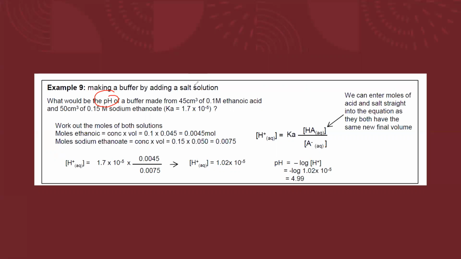So there are different ways to prepare a buffer solution. One way is mixing a weak acid with a salt solution. A second way is reacting a weak acid with a limited amount of alkali, which also results in the formation of a buffer. So what would be the pH of a buffer solution made by 45 cm cube of 0.1 mole ethanoic acid and 50 cm cube of 0.1 mole sodium ethanoate?